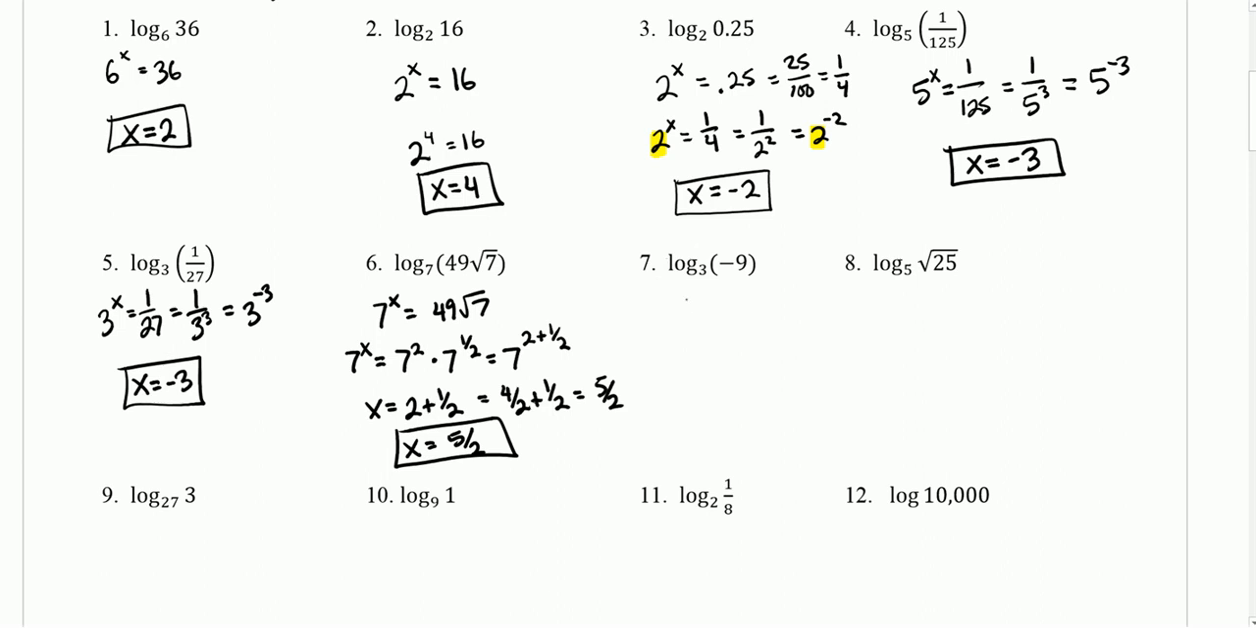Number 7, log base 3 of -9 is asking the question, 3 to what power is -9? This is impossible because 3 to any power will always be positive, not negative, and so there's no solution.